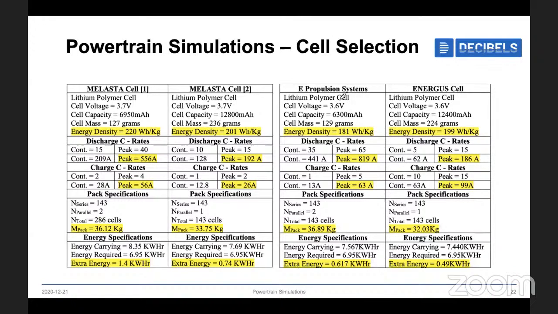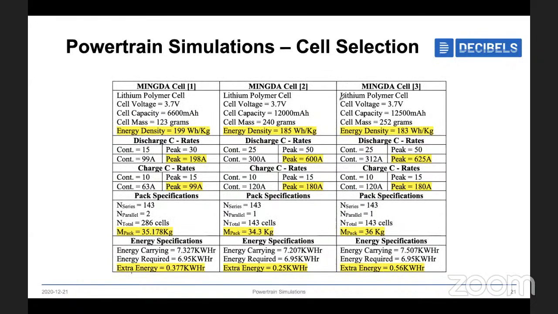I have selected different cells, almost 1,000 cells we have compared, and from all those we have selected a total of six, and from these six finally we'll be using one after testing on all the stuff. Okay, but the main parameters that we have to compare are energy densities, and the peak rates.